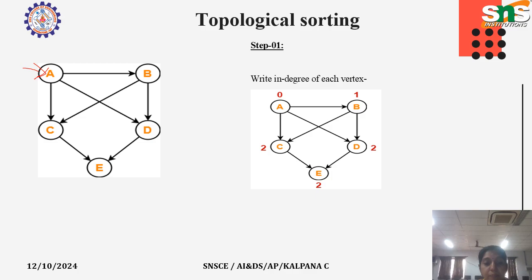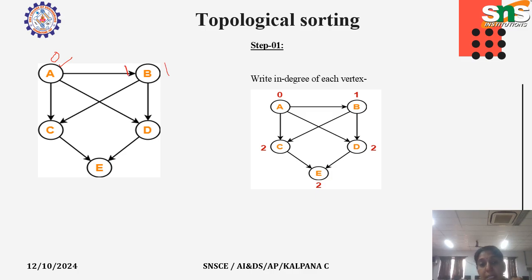No incoming edges are present, so the in degree of A is 0. Likewise we have to calculate for B, C, D and E. What about the in degree of B? How many links are coming in? One and only one edge. So the incoming edge count of B is 1.